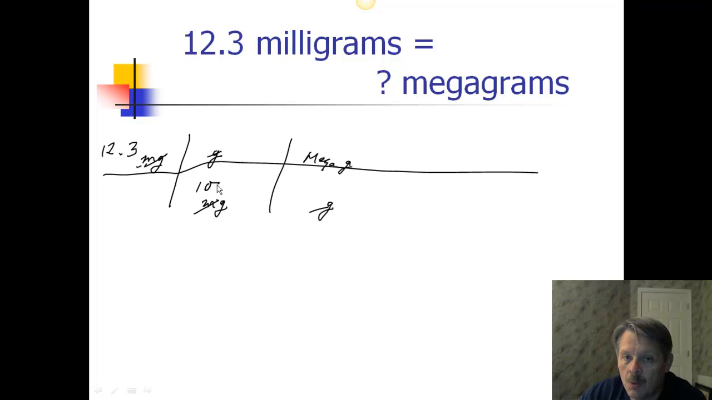There are 1,000 milligrams in 1 gram, and there are 1 million grams in a megagram. So, oh my gosh, this is going to be a very small number. This is going to be 0.00000000123 megagrams.